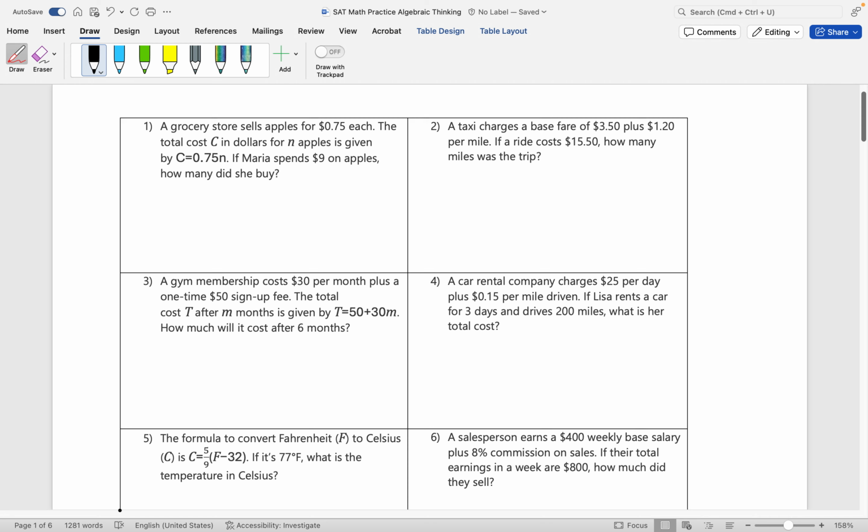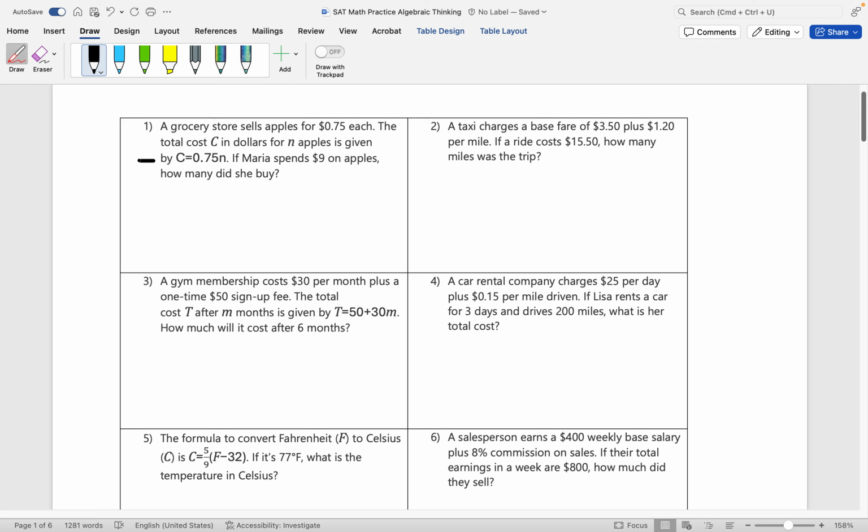So let's start. Number one says a grocery store sells apples for 75 cents each. The total cost, C, in dollars for n apples is given by C equals 0.75 times n. If Maria spends $9 on apples, how many did she buy?